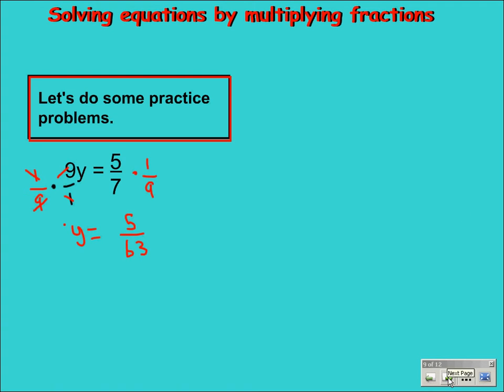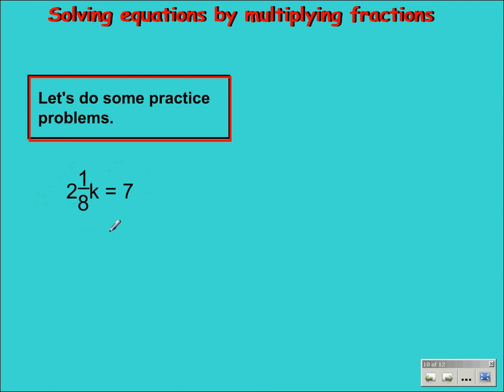Our next example involves a mixed number: 2 1/8 k equals 7. We need to take our 2 1/8, which is our mixed number, and turn it into an improper fraction. We can do that by multiplying our 2 and our 8, which is 16, and then adding our 1 to it, which gives us 17, over 8, which was our original denominator. If we apply that to our problem over here, we'll get 17 over 8 k equals 7.